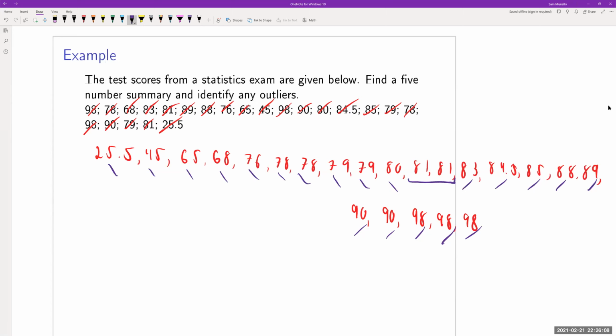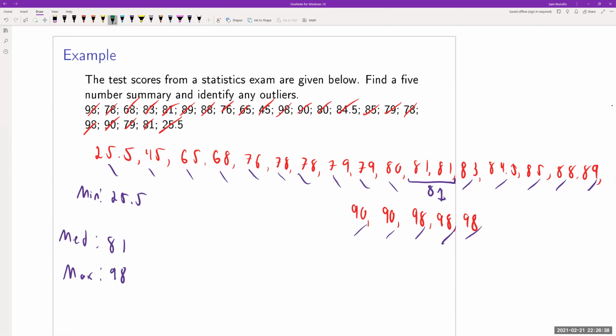Okay, looks like we've got 2 81s in the middle, so our median will be 81. We can also very quickly, while we're here, identify the min and the max. So the median was 81, the minimum is 25.5, and the maximum is 98.